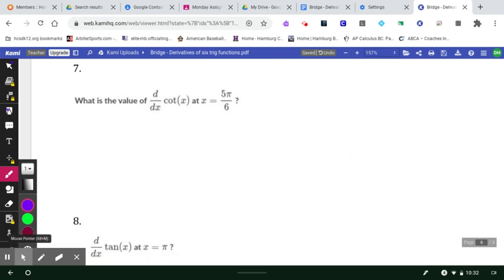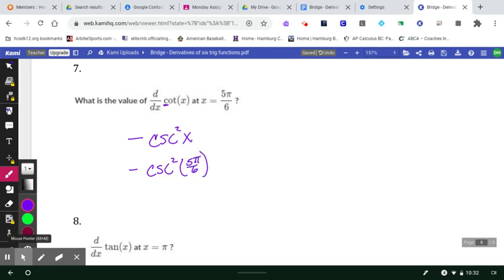All right, let's try 7. What is the derivative of cotangent of x at 5 pi over 6? Cotangent starts with a c, so we know it's negative. The tangents both have something squared, tangent and cotangent. And because it's a co, it also has a co. So this is cosecant squared of x. Now I have to plug in my 5 pi over 6. So negative cosecant squared of 5 pi over 6.